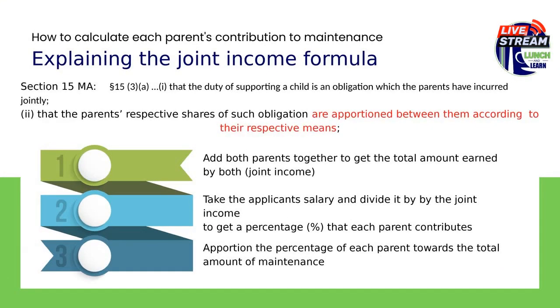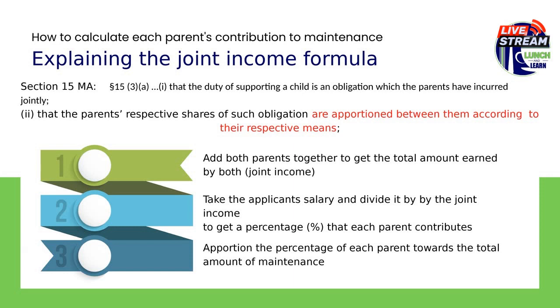If we can just go to that slide. Yes, there it is. So section 15 of the Maintenance Act, like I just said, says the obligation should be apportioned between them according to their respective means. So here is the recipe, and we'll be discussing this recipe in some detail in a couple of minutes. What we do is add both parents' contributions, the income earned by them, their joint income. We take the payslip of the father, we take the payslip of the mother, and we join those together. We get a total amount of the income between both mother and father, both the biological parents.